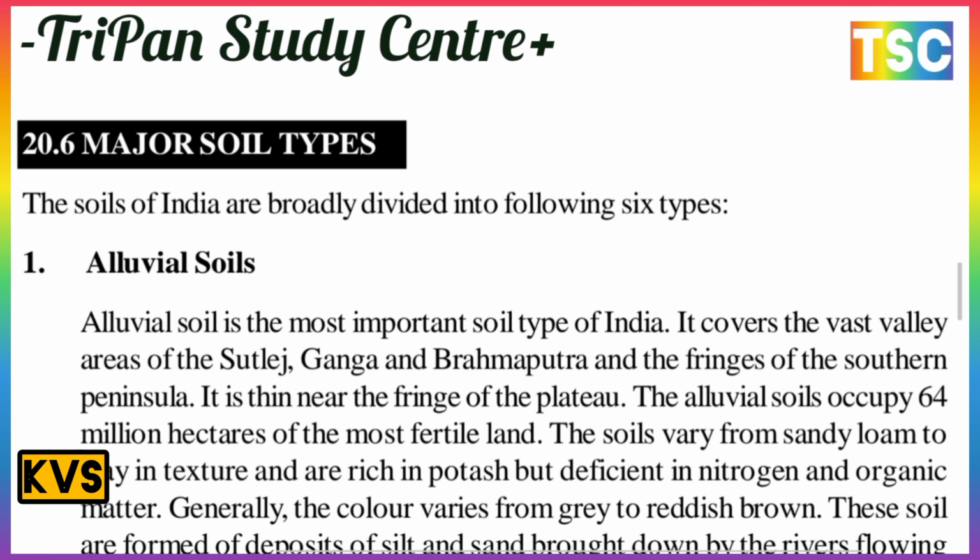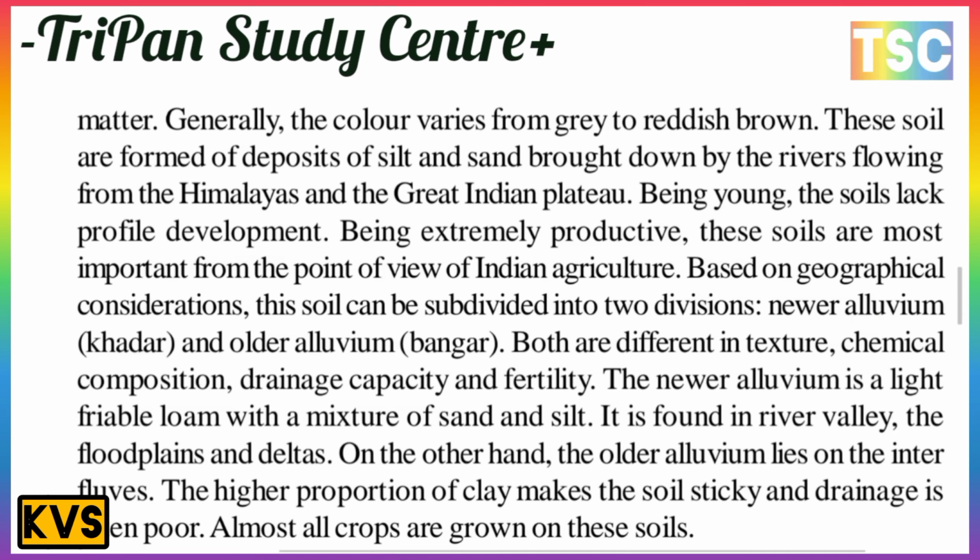The soil varies from sandy loam to clay in texture and is rich in potassium but deficient in nitrogen and organic matter. Generally their color varies from grey to reddish brown. These soils are formed of deposits of silt and sand brought down by the rivers flowing from the Himalaya and the Great Indian Plateau.